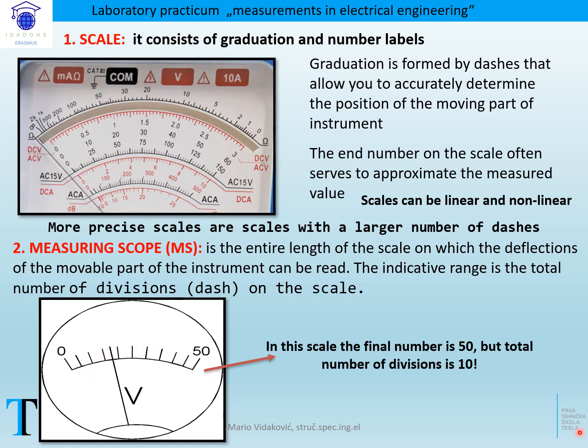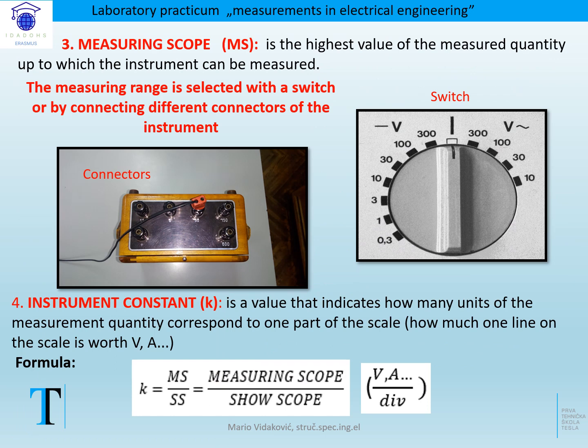This is important because we are going to measure direct DC voltage or AC voltage. We need to choose the proper scale to read the value accurately. Third is the measuring scope. MS is the highest value of the measured quantity up to which the instrument can measure. That means if we choose 30 volts, we can measure at most 30 volts. If we choose 300 volts, we can measure up to 300 volts with that instrument.